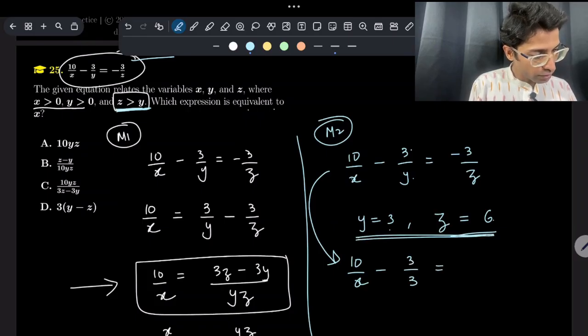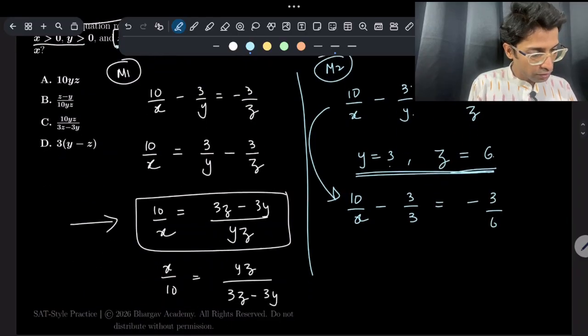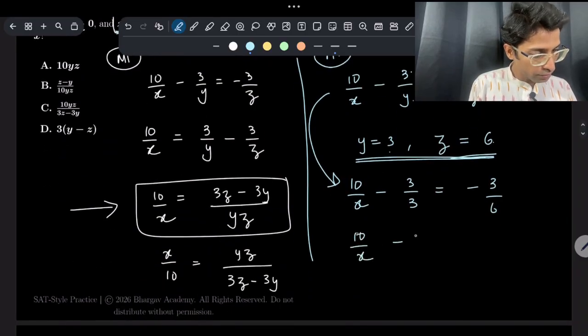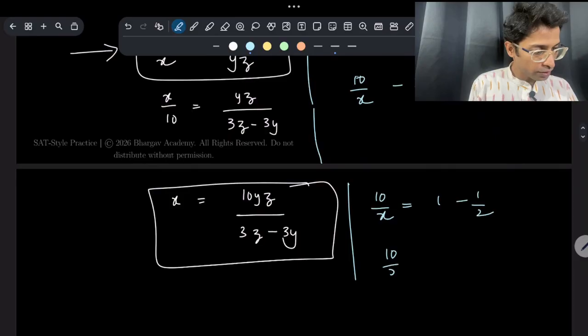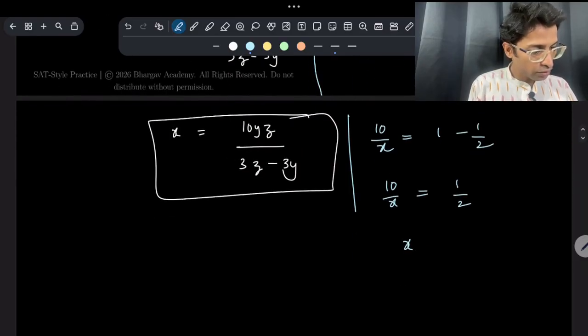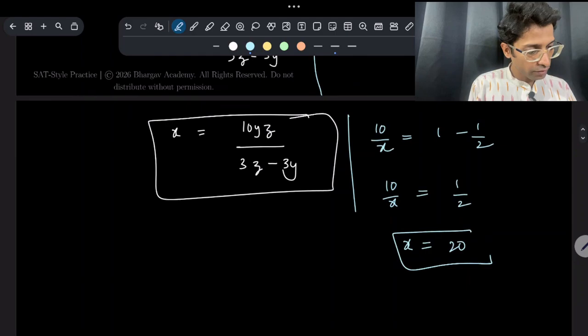is equal to minus 3 by 6. So that comes out to be 10 by x minus 1 is equal to minus half. From here I can find the value of x. 10 by x equal to 1 minus 1 by 2. So 10 by x is equal to 1 by 2, and from here I can solve x equal to 20.